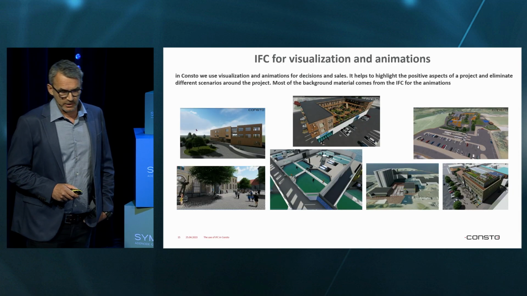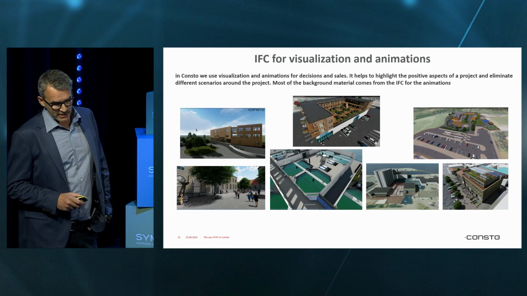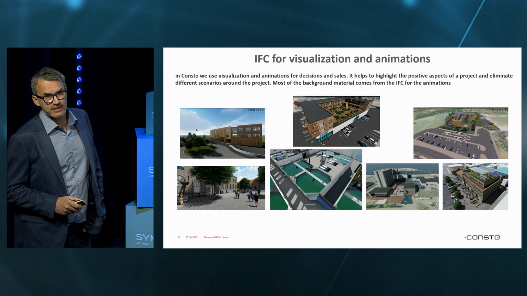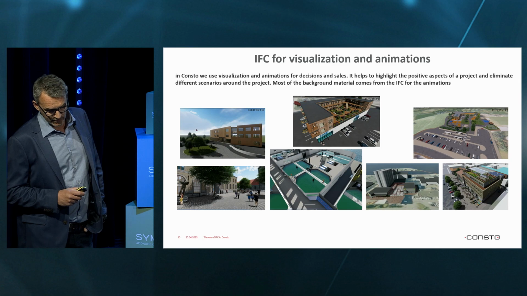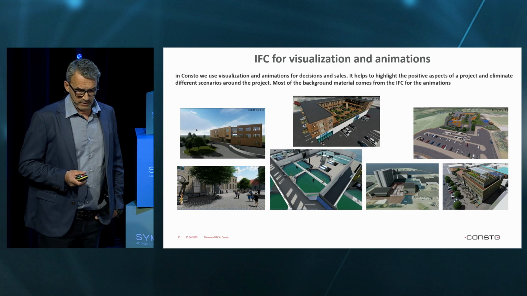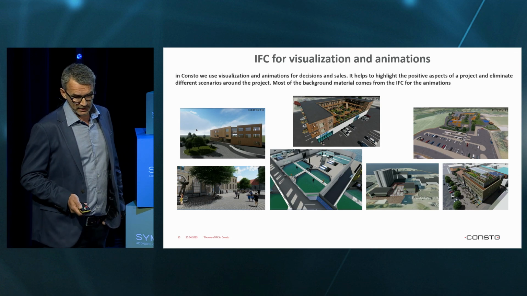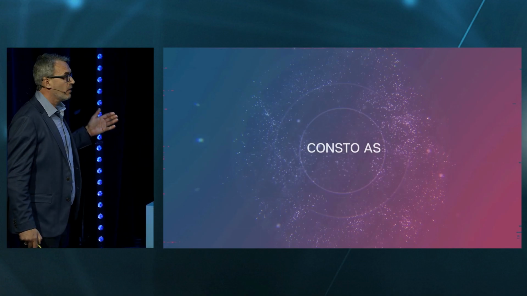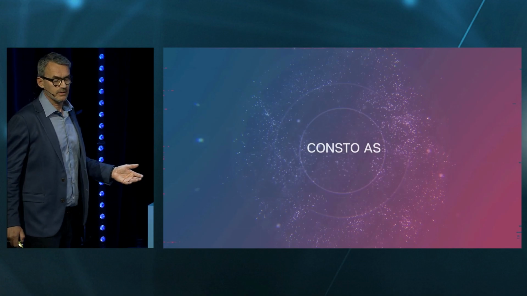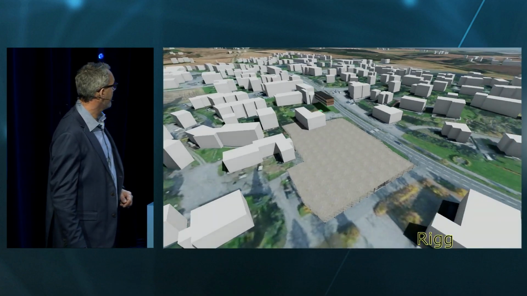So we use the IFC model for visualization and animation. In Consto, we use the visualization and animation for decisions and sales. It's a powerful tool. It helps us to highlight the positive aspects of a project and eliminate different scenarios around the project. Most of the background material is directly from the IFC model. And I'll now show you a little animation movie I've created of how we use the IFC model to create good animations.